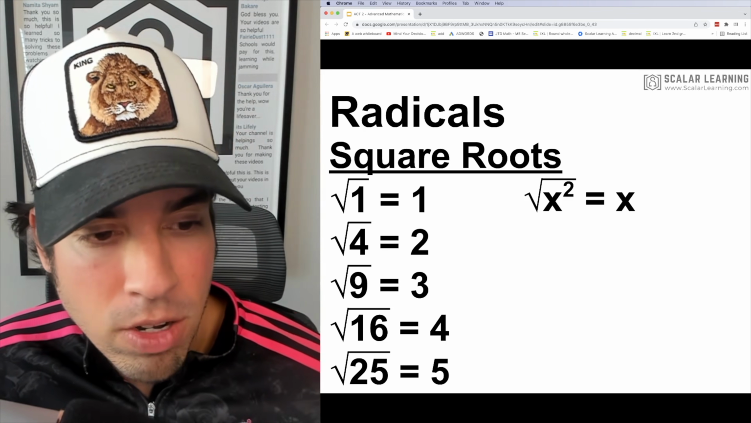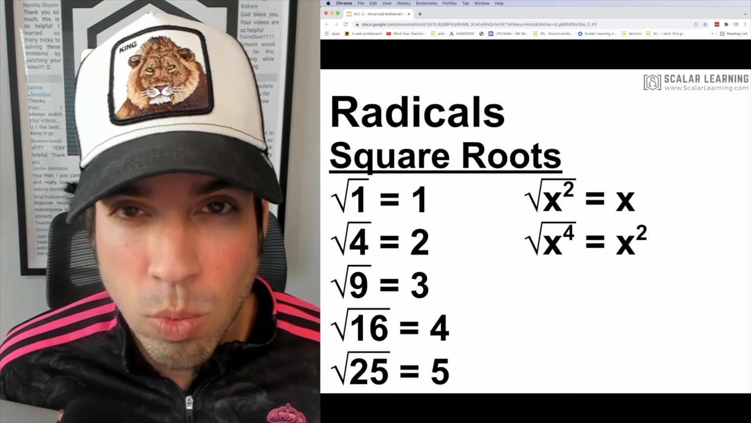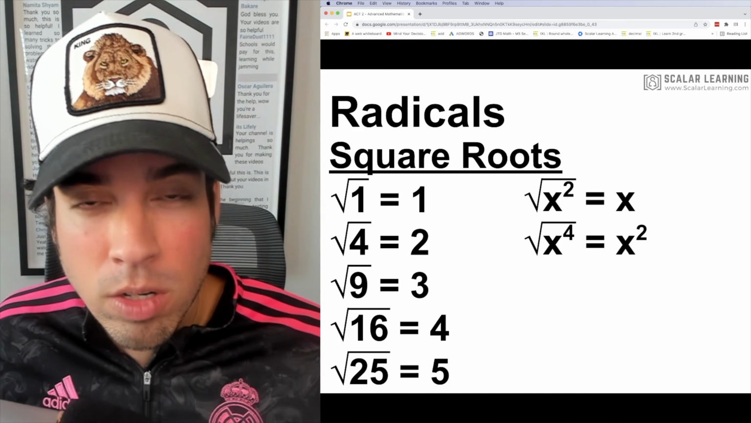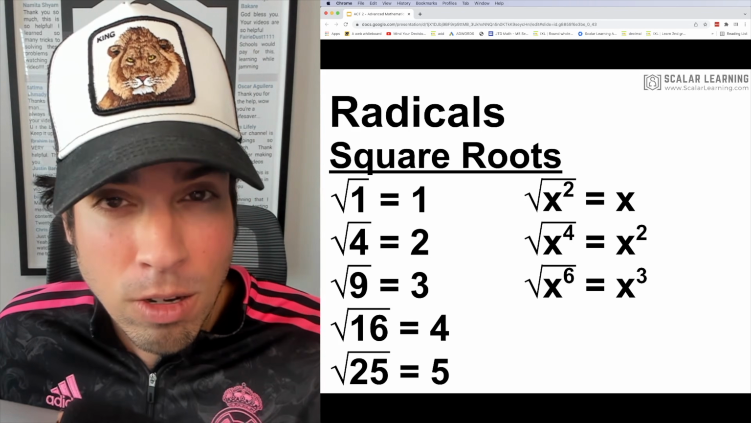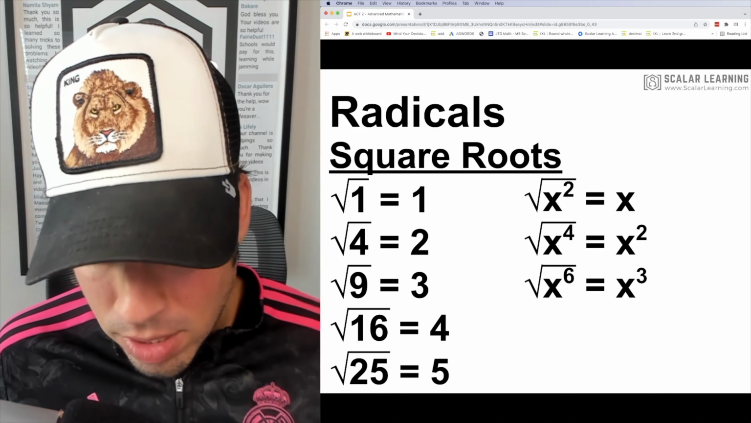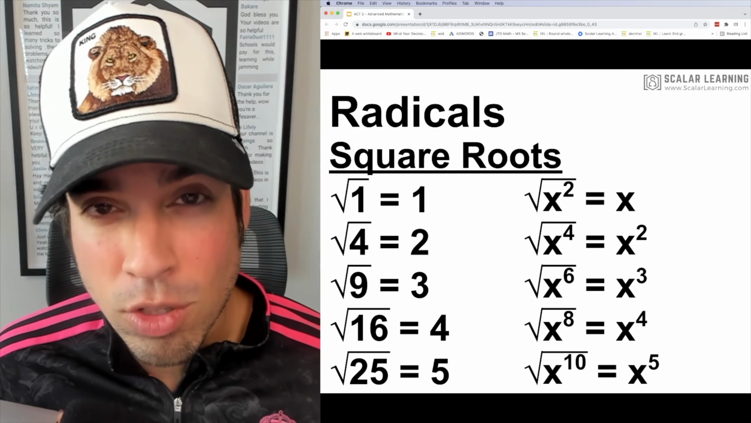And now if we talk about variables, right? The square root of x squared is x. Square root of x to the fourth is x squared. Why? Because think about exponent rules. x squared times x squared, you would add the exponents. Square root of x to the sixth is x to the third. Because once again, x to the third times x to the third, you'd add the exponents and you get x to the sixth. Then we've got these two additional examples just as a quick refresh.